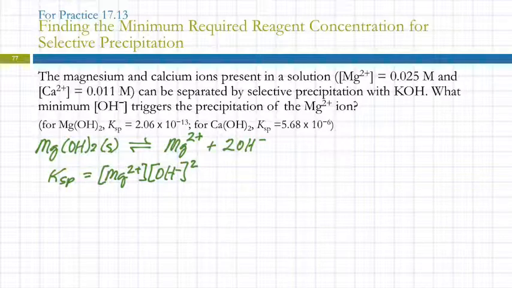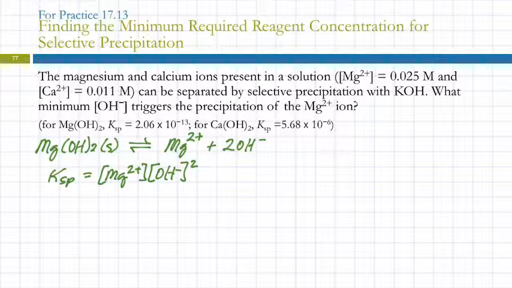Right at the saturated point, Q will equal KSP. So we can calculate, based on our magnesium concentration, what hydroxide concentration would give us a saturated solution that would fulfill this equilibrium. And the minimum would be just above that.